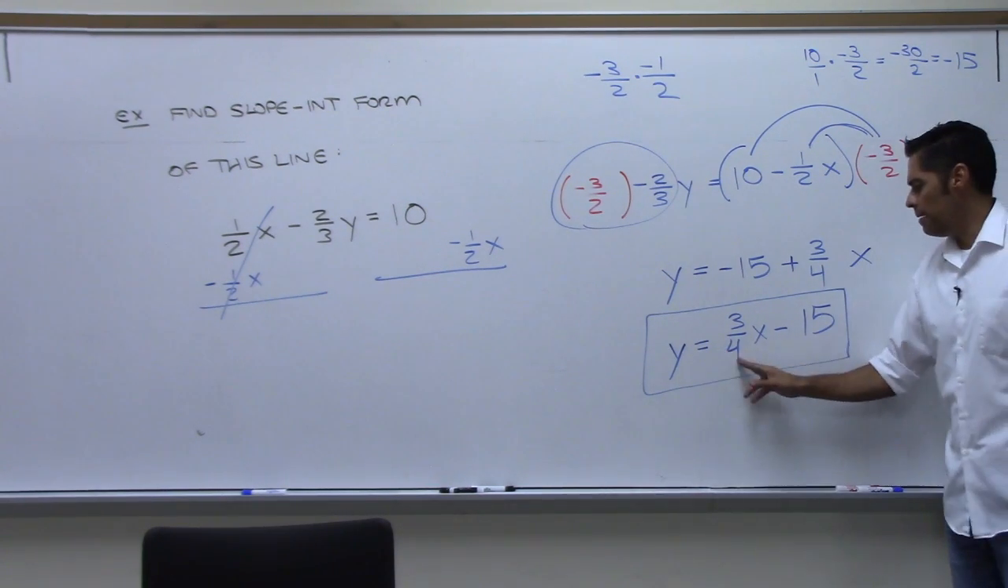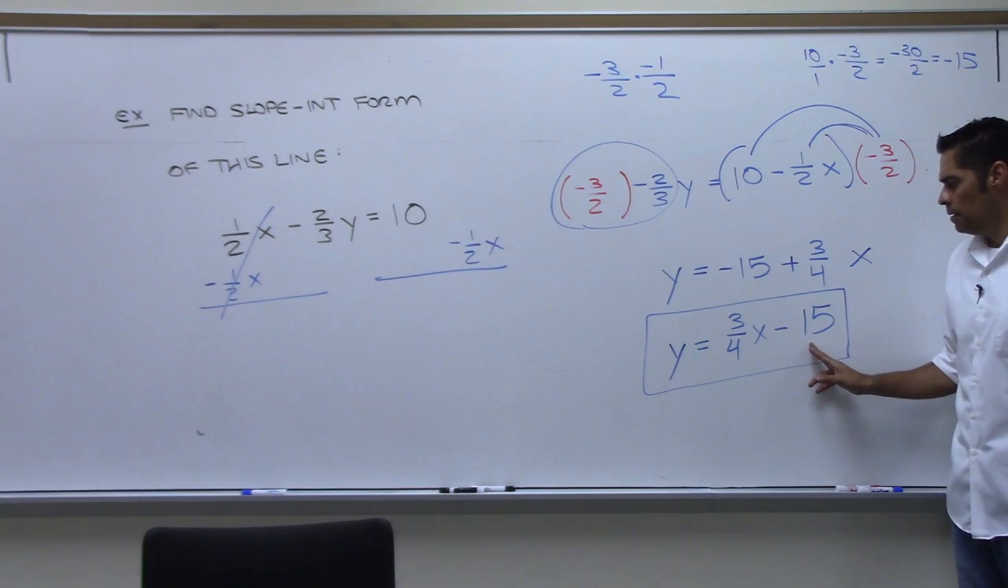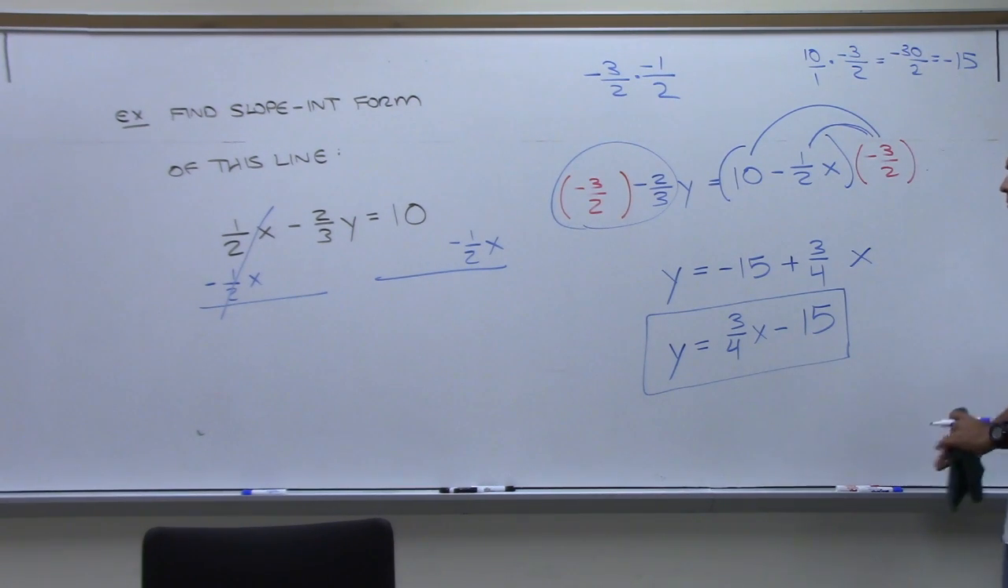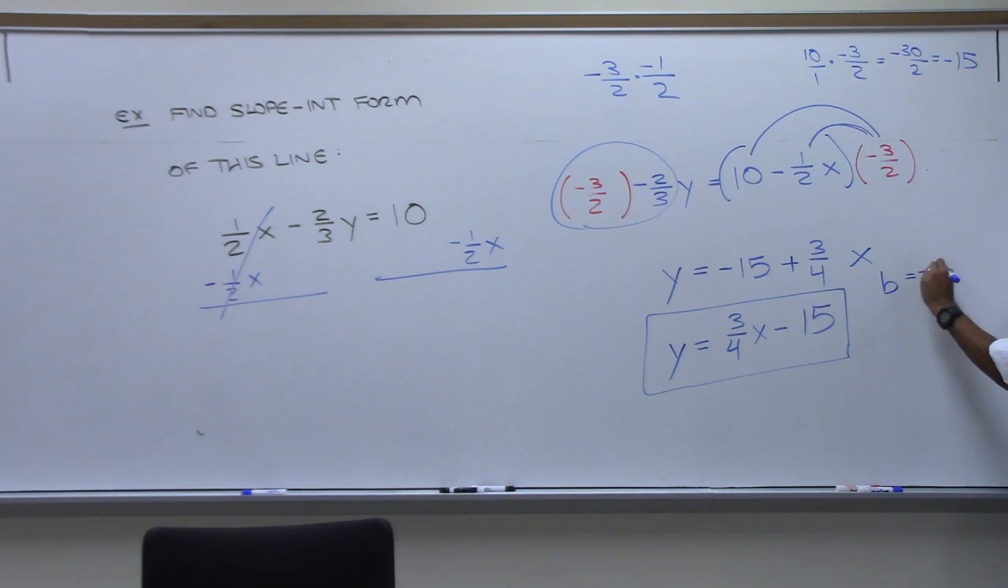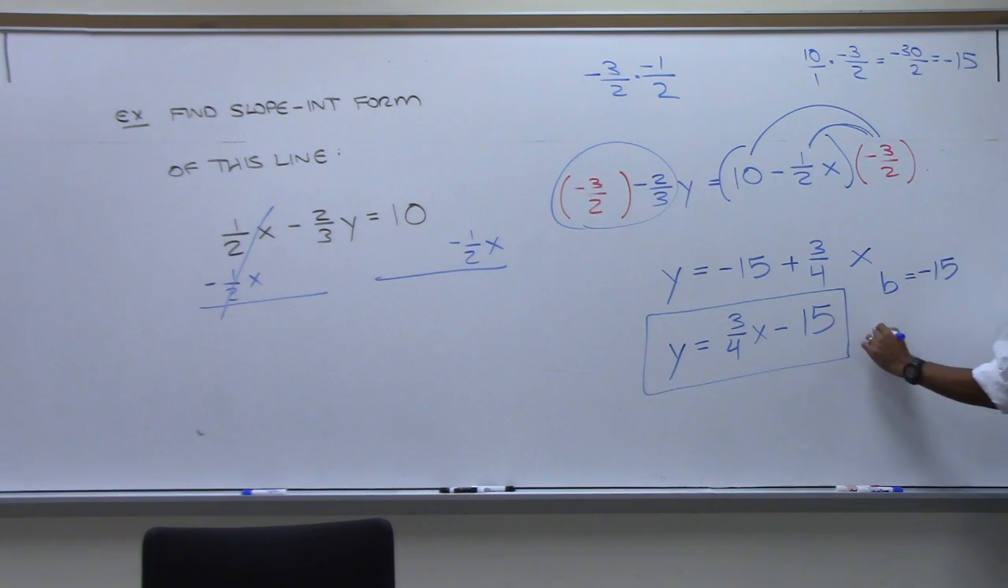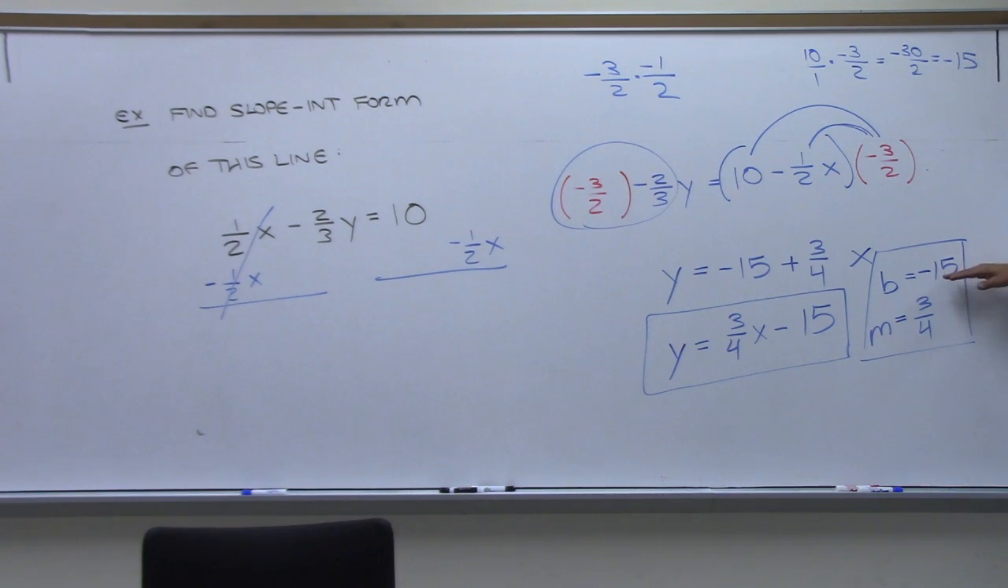Y equals mx plus b. What's b here? What's the value of b? Negative 15. What's the slope here? 3/4. That's your y-intercept. That's the slope of the line.